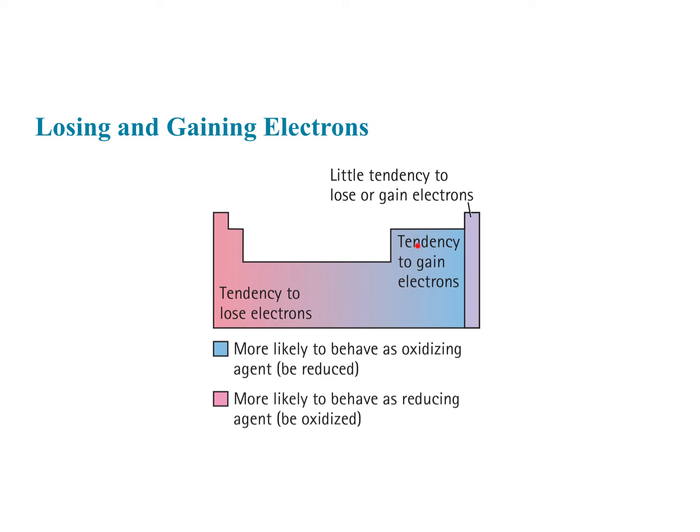And so the blue ones are more likely to be an oxidizing agent, that is, they're more likely to be reduced, i.e., they're more likely to gain electrons, whereas if you're in this portion of the periodic table, you're more likely to lose an electron or be oxidized.